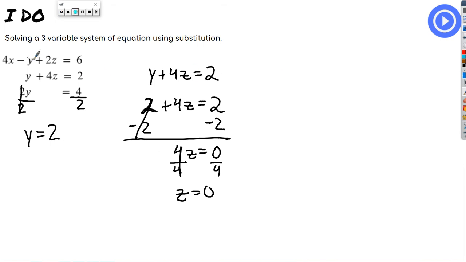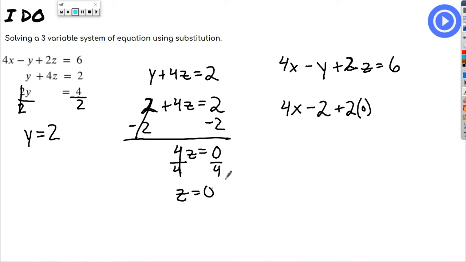So now I'm going to take that first equation. So I have my 4x minus y plus 2z equals 6. Since I know my y value and my z value, I'm going to go ahead and substitute those in. So 4x, since I don't know my x, minus my 2 for the y, plus 2 times my 0, which is what we got for z. And then we go ahead and calculate it from here. So I bring down my 4x minus 2. 2 times 0 will just be 0, so that's going to get rid of that part here. Okay, so that's pretty much gone.